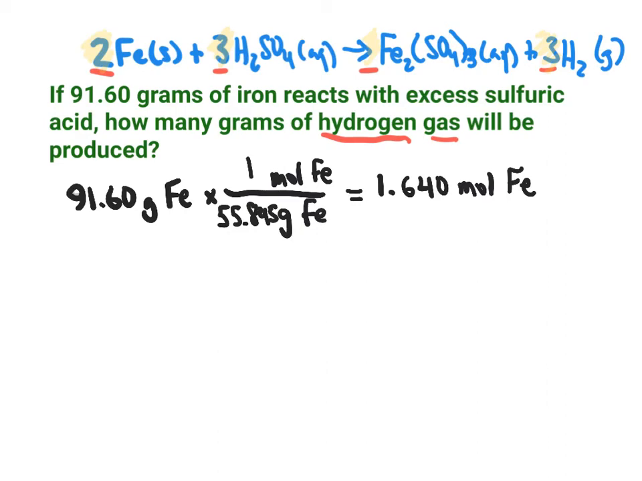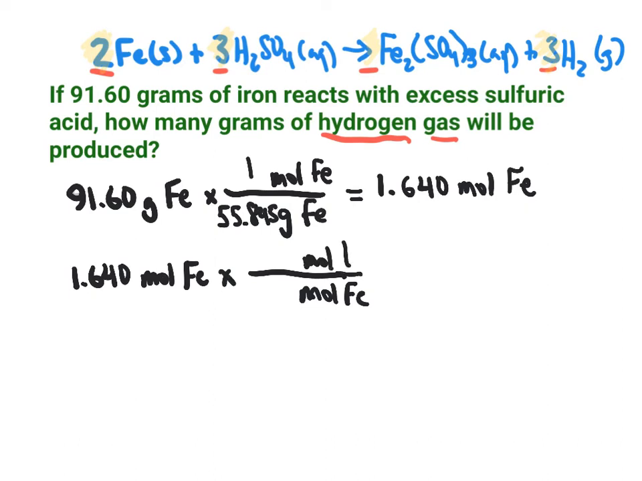Now I can use the mole ratio. I know that if I have 1.640 moles of iron, my equation tells me I can convert it to moles of hydrogen gas in a simple 2 to 3 ratio. Remember, these numbers are coming from up here with the coefficients. For every 1.640 moles of iron, I'm going to get 2.460 moles of hydrogen gas.